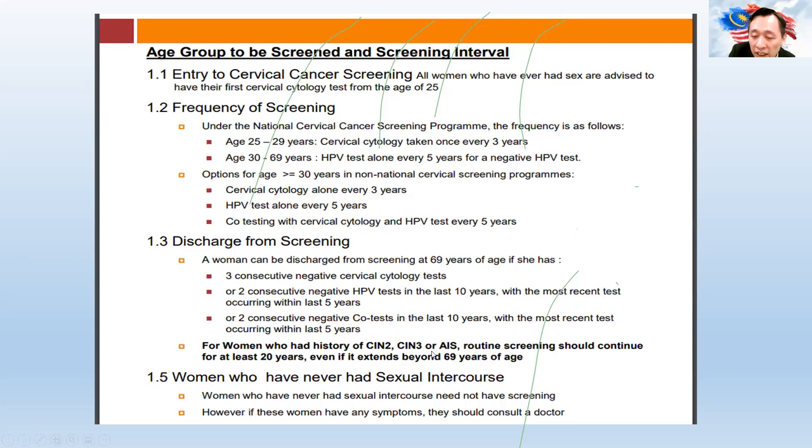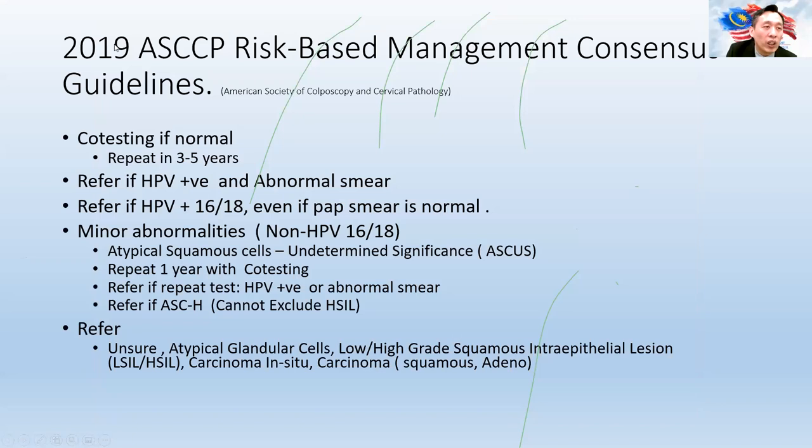Women who have never had sexual intercourse before do not need to engage in the screening. All right, this is according to the 2019 guideline. Co-test, you can repeat every 3 to 5 years.